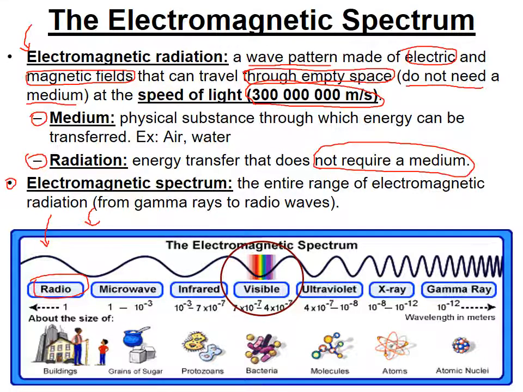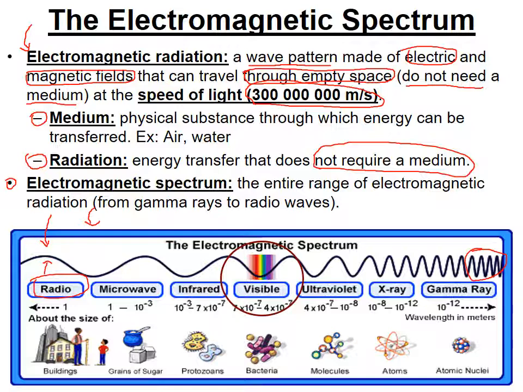So for example, you can see a radio wave has a very large wavelength, and since it's a large wavelength and it's inversely proportional to frequency, it has a low frequency. But something like a gamma ray has a very small wavelength. Low wavelength means high frequency. It repeats itself much more often.